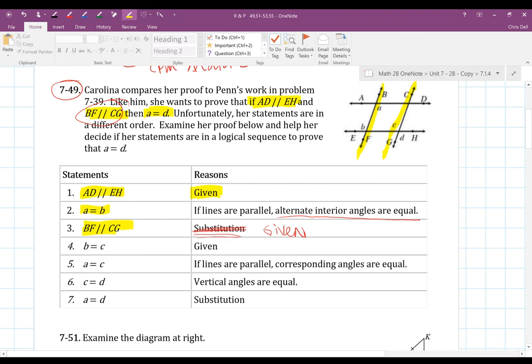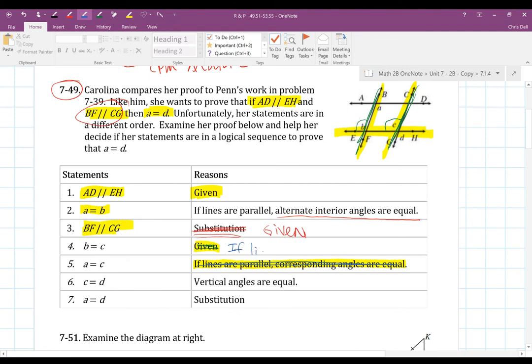Then it says B is equal to C for the given, so that's not going to be true. But why would B equal C? Let's look at B and C. If those two lines, BF and CG, are parallel, then we would consider this line here, EF, a transversal. And so if you have those two angles, this would be the reason we'd want for that statement: if lines are parallel, corresponding angles are equal. So we'll cross that off from there, and it goes here, right?